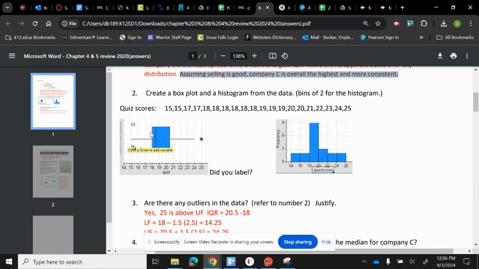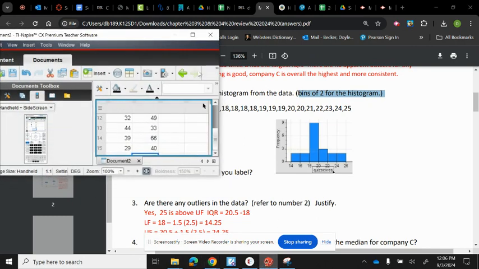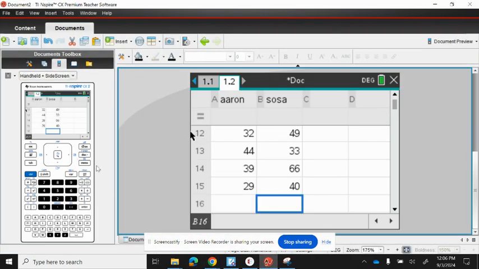Okay, next, hopefully you can create a box plot and a histogram from data and use certain bins. Okay, now if I say on the test you need to use bins of 2, you can change that. If you're using the Inspire, you can change that menu 2-2-2-1 or 2-2-2-2-1 on the Inspire. I might have an Inspire down here, but let's see. Let's bring it up real quick.